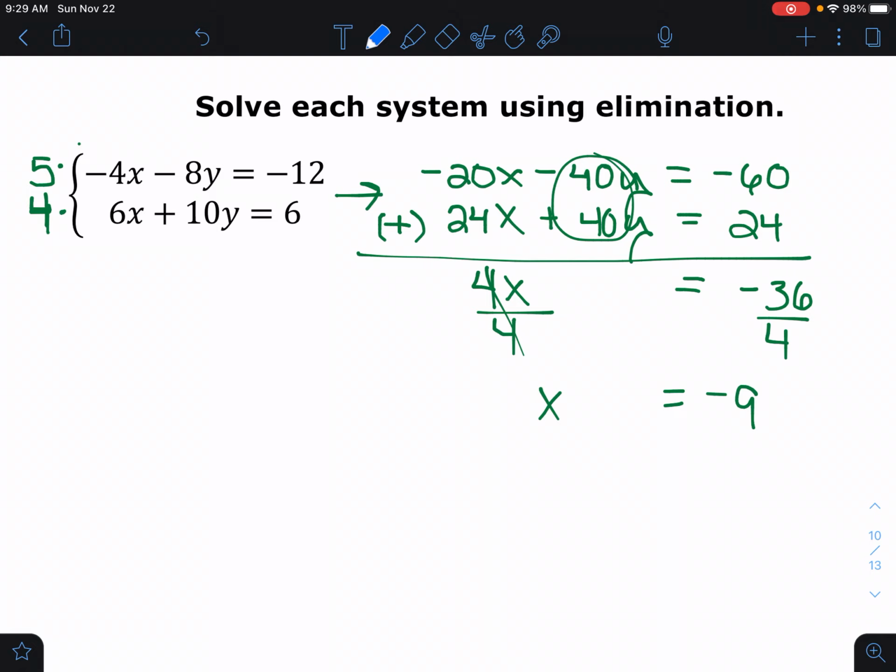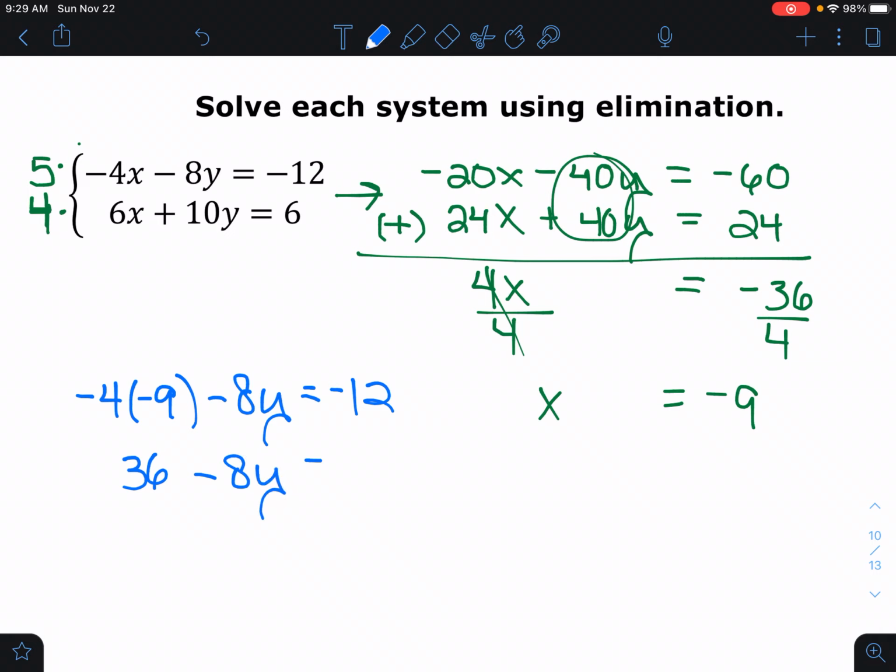You might plug into the second one if it looks a little easier. I'm going to just do the first one, again, just to be different than the last time. So negative 4 times negative 9 minus 8y equals negative 12. Okay, so this is 36. Be careful here. I need to get rid of that 36. It's a positive 36, so I'm going to subtract 36 from both sides.